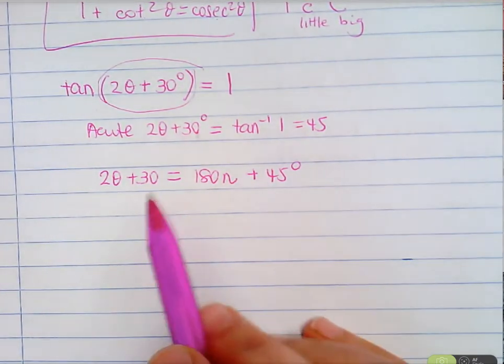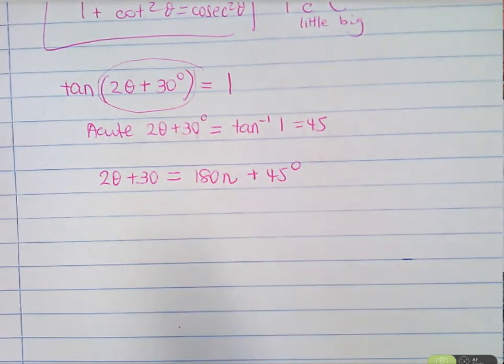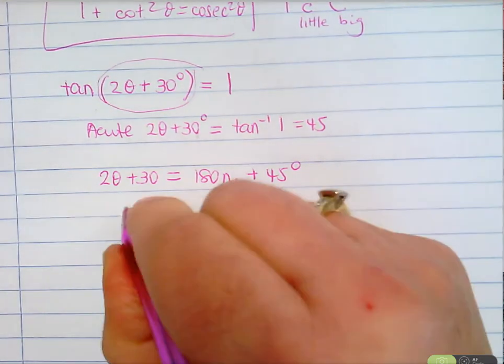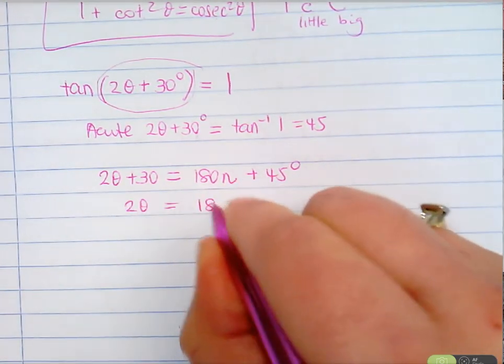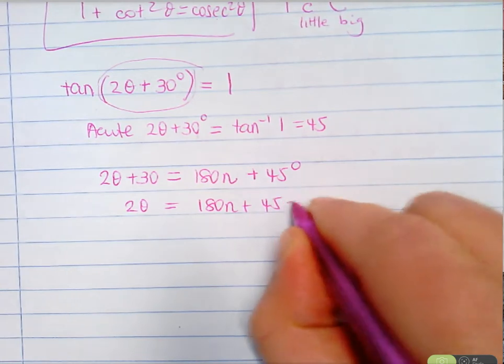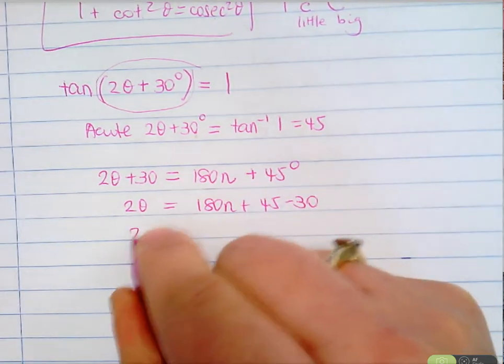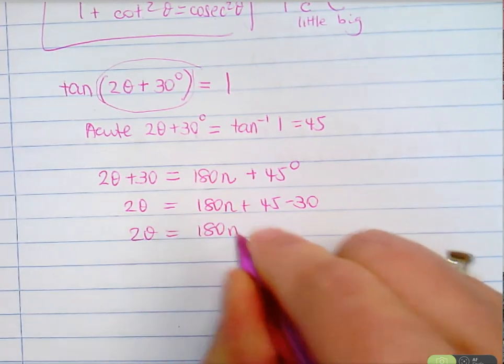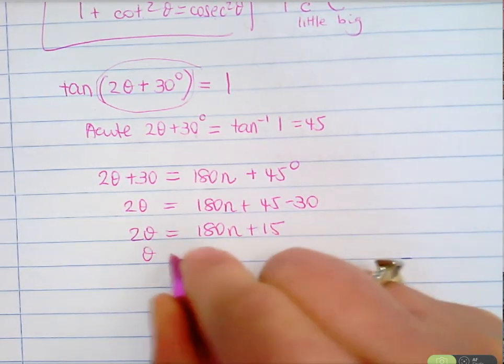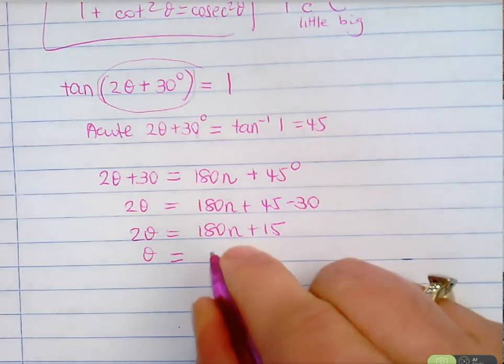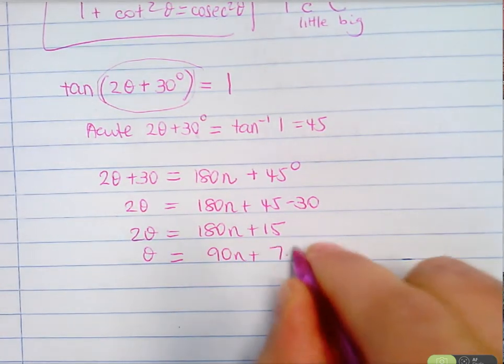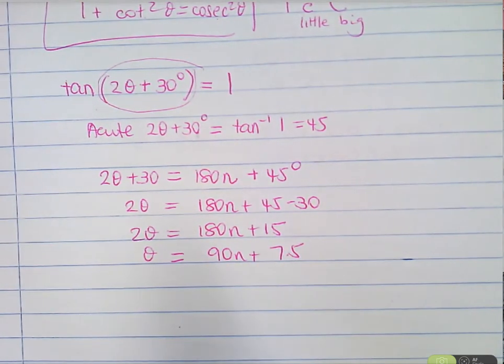Now, what do you think you do? You subtract 30 and divide by 2. So we go 2 theta is 180n plus 45 minus 30, which is 2 theta is 180n plus 15. Now we divide everything by 2 and you get 90n plus 7.5. That's one type.